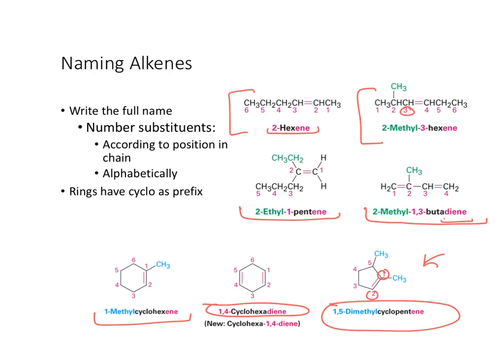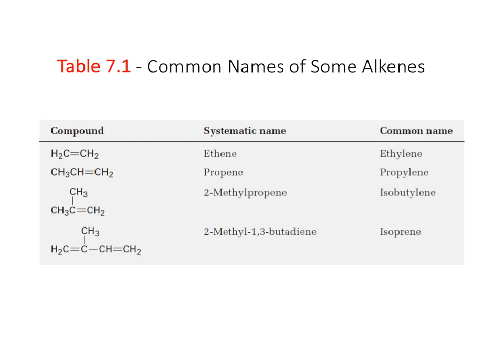And then when you number, you have to number through the double bond. So you can't number this way, you have to number proceeding through the double bond. A lot of these alkenes have common names. For example, the systematic name of ethene is commonly instead referred to as ethylene. Propene is commonly referred to as propylene. 2-methylpropene is commonly referred to as isobutylene. And 2-methyl-1,3-butadiene is commonly referred to as isoprene.